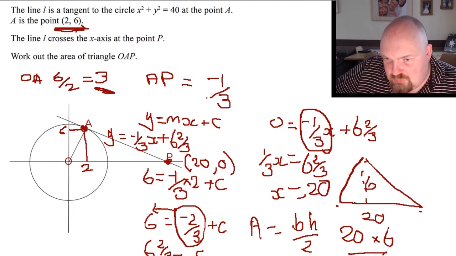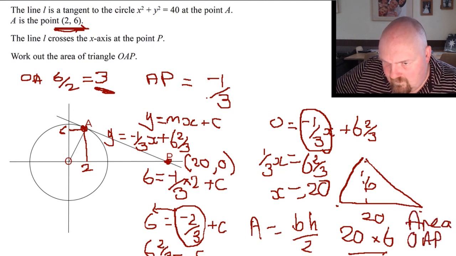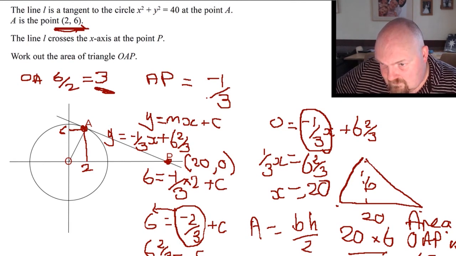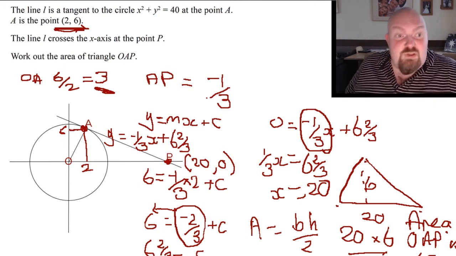20 times 6 is 120. 120 divided by 2 is 60. So the area of OAP is 60 units squared. Okay? And there is your answer.